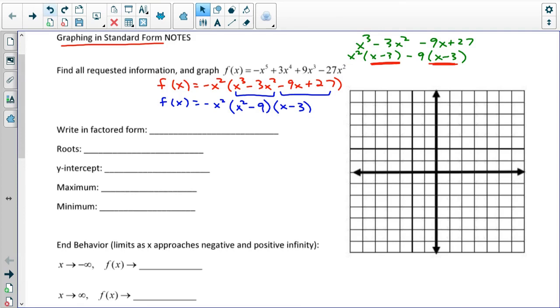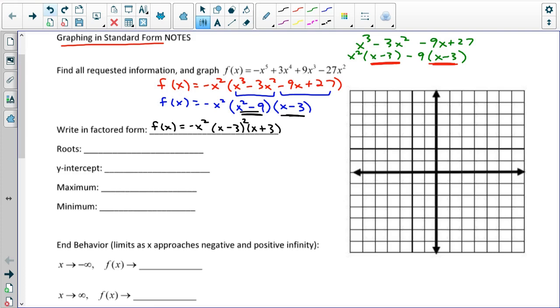So now after I see that, I can factor the x squared minus 9, and I can have the final factored form of this: negative x squared, x minus 3, x plus 3. And notice I had another x minus 3, so I can actually write this as x minus 3 squared, because I get an x minus 3 from the x squared minus 9, and then I also had the x minus 3 that I already have. So my roots are at (0, 0), (3, 0), and (negative 3, 0).